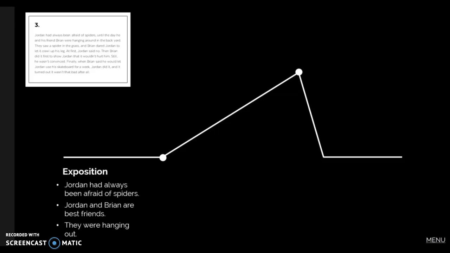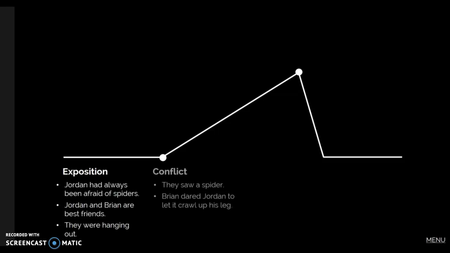So here, during this exposition, we learn who the characters are. We meet Jordan and Brian. We kind of learn where they are. They're in the backyard, and kind of the world that they live in and a little bit about them. So we know that Jordan was afraid of spiders. All right, so we learn a little bit about them.